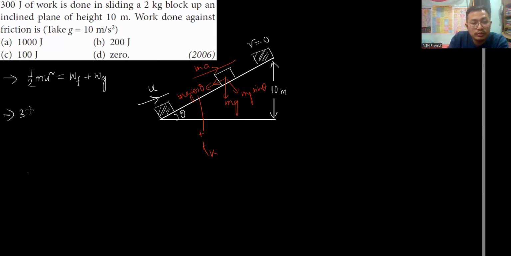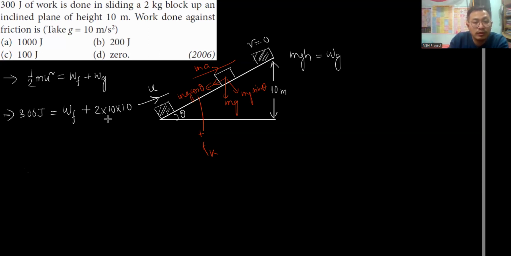So this will be 300 joules, and the work done against friction is given, but the work done against gravity is for reaching a height of 10 meter. So mgh should be equal to the work done against gravity, which is the potential energy increase, where m is 2 and the height is 10.